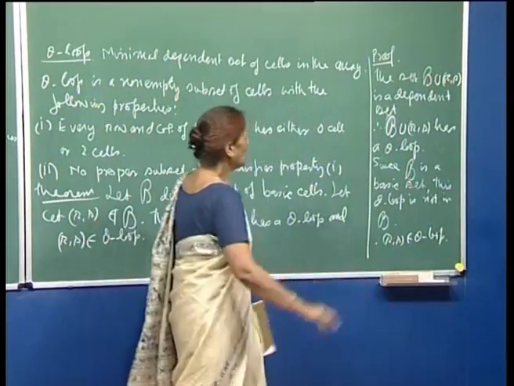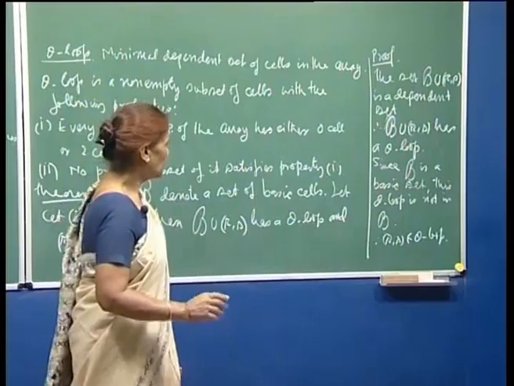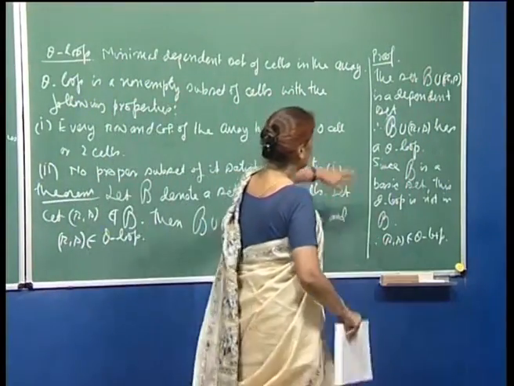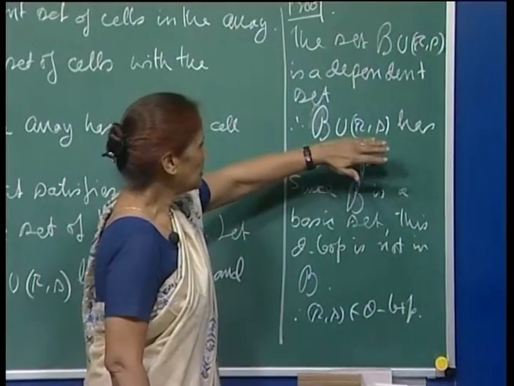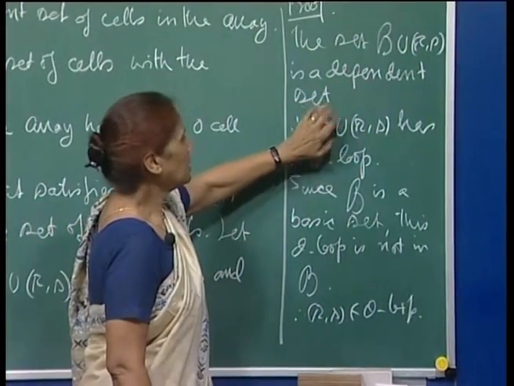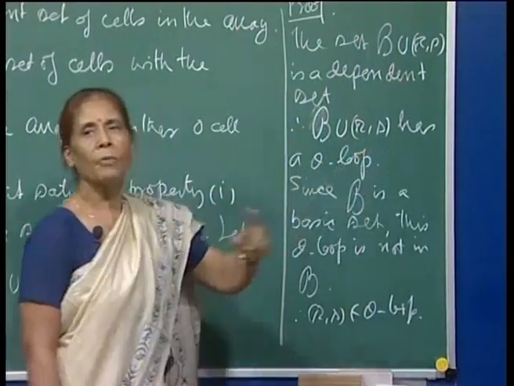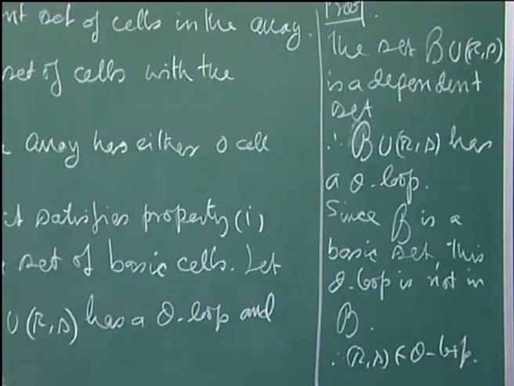You might say that it is a little simplification of the arguments, but anyway this tells you that because this is a dependent set, it must have a theta loop, and since script B is a basic set, it cannot have a theta loop. So, the theta loop has come because you have added the cell R comma S, and so the theta loop must contain the cell R comma S.